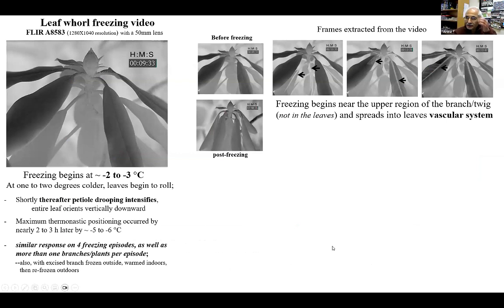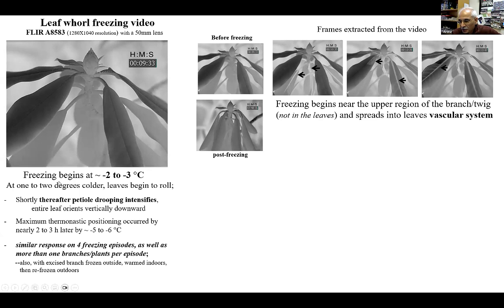Okay, so now in this slide, there's a video that I'm going to play for you. It will go very fast because it has been sped up so that you can see the entire thing in just a few seconds, although it took several hours for this whole process to be completed. So on the left is the video, which I'll play shortly here. And on the right, you have several still photographs that were extracted from this video to show you the sequence of this progression of this whole process.